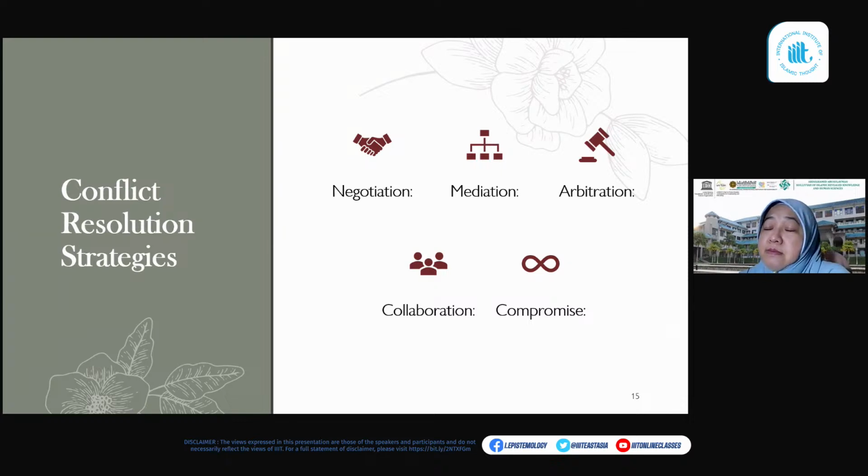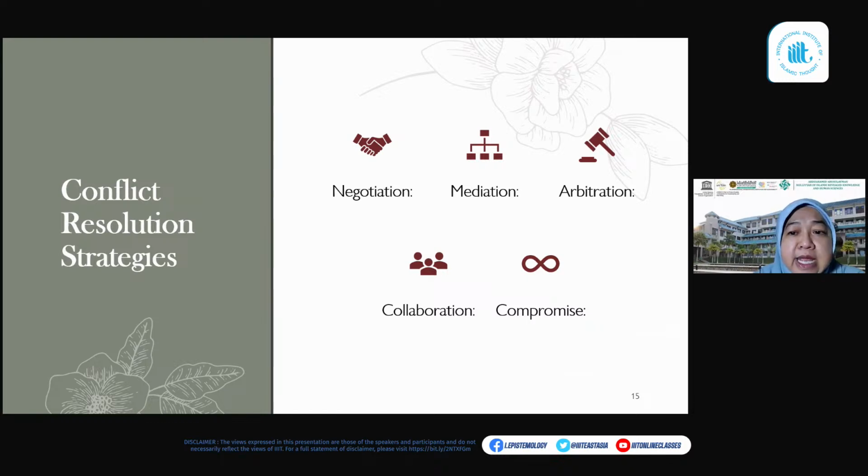Okay, it may be at the micro level, meso level, or macro level. There are at least 5 ways, or 5 strategies, of how conflict can be resolved. Number 1 is through negotiation. Okay, so it's basically a mutually acceptable way for people to solve their differences. And this is basically through discussion between the parties that are in conflict.